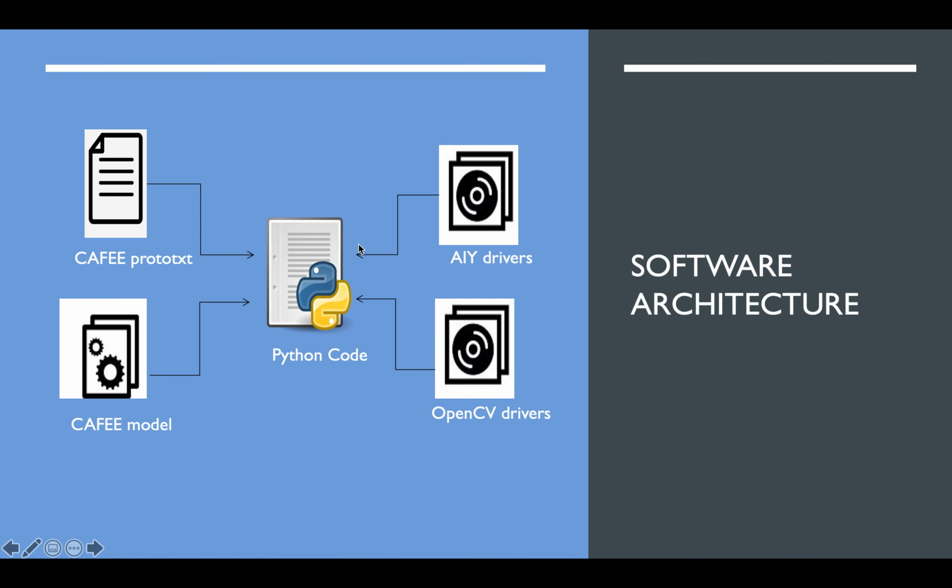The architecture behind it is pretty simple. Basically, it has a model, and in this case we're using the Caffe model. It has the Caffe prototxt, which is how the neural network inside is built. It has the AIY drivers, which are basically the drivers that make possible the interconnections with all the peripherals, and the OpenCV drivers. The whole project is based on Python.